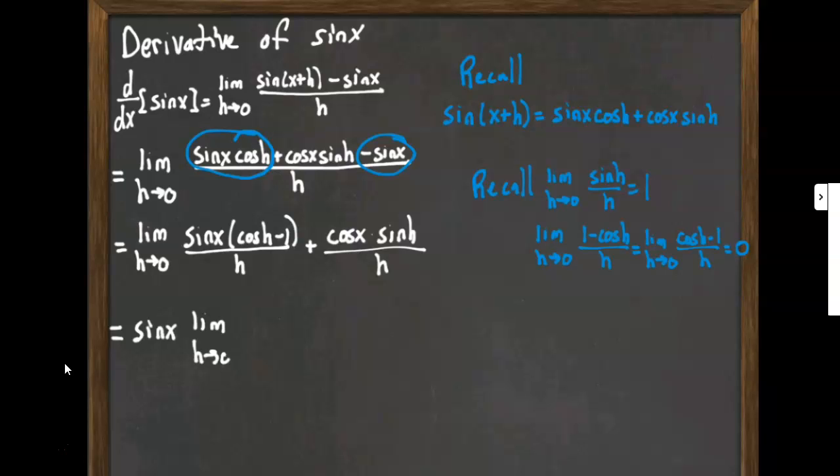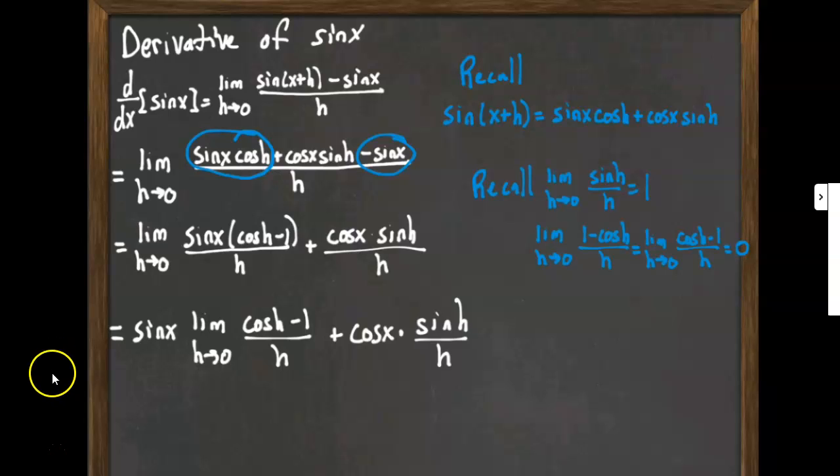So now we do a little bit of rewriting. Sine x can again be pulled out. So the limit as h goes to 0 of cosine h minus 1 over h, plus cosine x can be pulled out of the second one there, and we're left with sine h over h, all in terms of limits here. Actually, there's a little bit of a typo here. It should have been cosine x times the limit as h goes to 0 of sine h over h. Apologize for that little writing mistake.